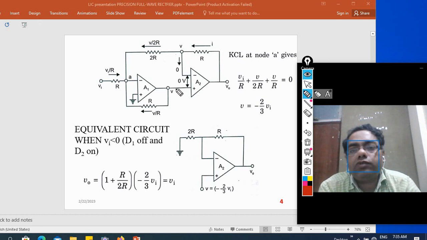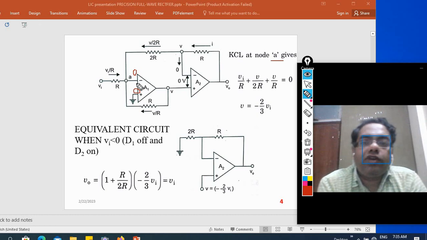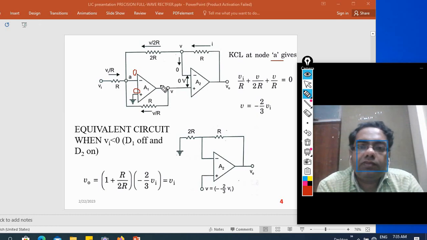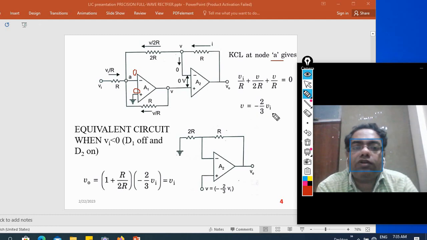Now suppose the voltage of this node is V. If this is 0 volt here, then here also it will be 0 volt. So the currents flowing through these branches can be denoted in this way: V by 2R, Vi by R, and V by R. Now if you apply KCL at node A, then we get this expression. From this, V comes out to be minus 2/3 of Vi.